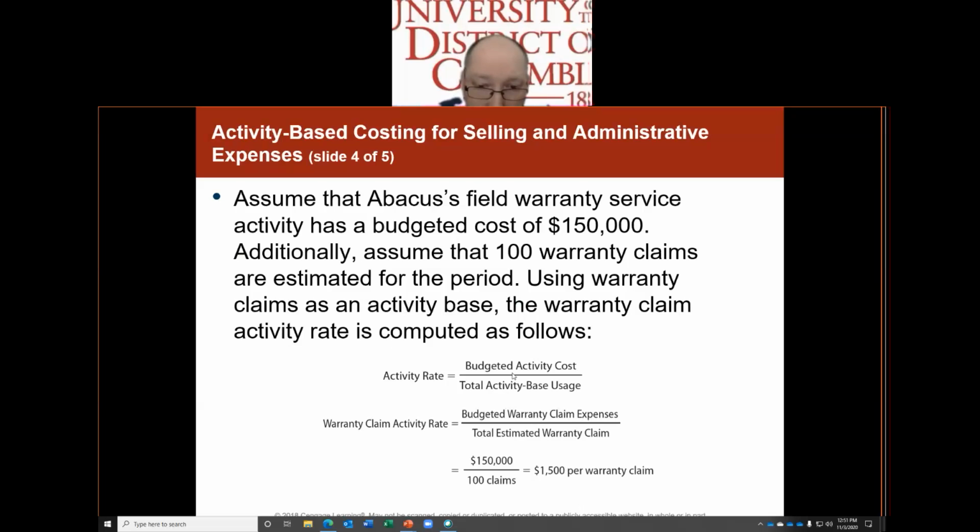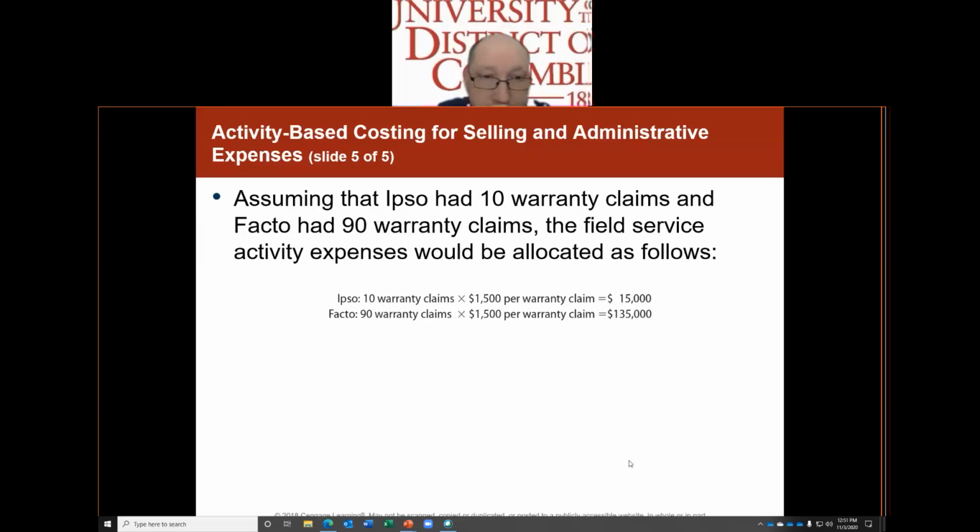Okay, so how do we calculate all this? We take budget activity cost divided by total activity-based usage. In this case, our activity is warranty claim activity. We take the budget warranty claim divided by the estimated, so 150,000 divided by 100 gives us 1,500 per claim warranty, which is going to be different for each product because the activity base for each product is different.